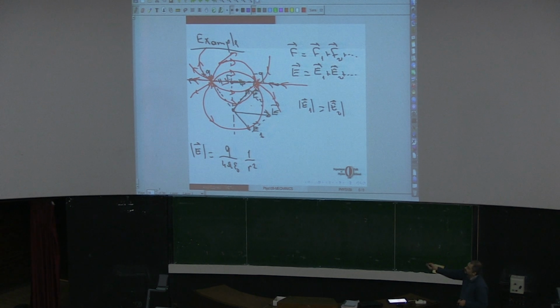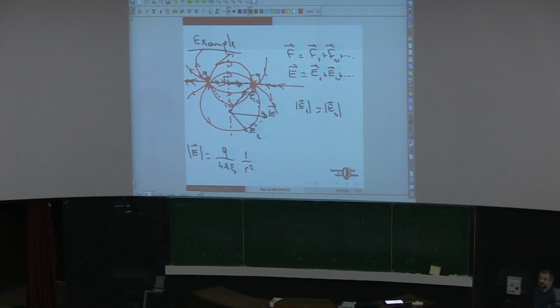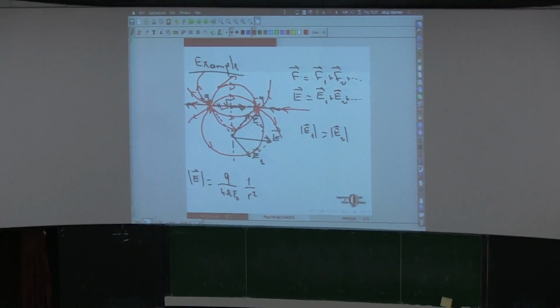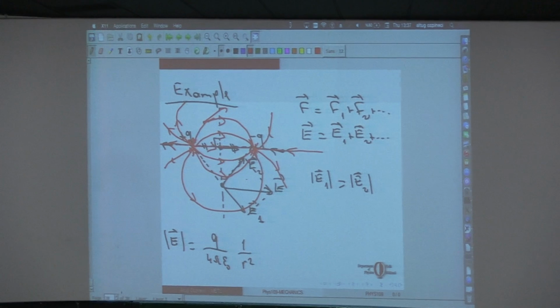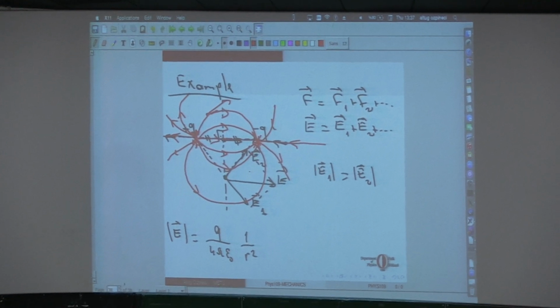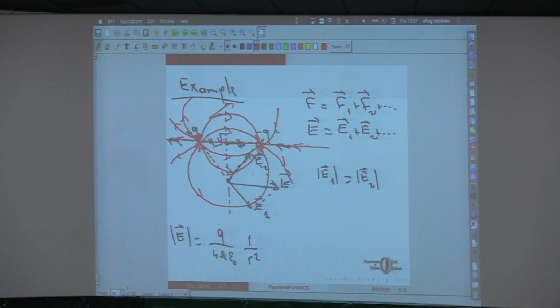So by just looking at the diagram of the electric field lines, we can see the regions where they are strong and regions where they are weak. So it helps us to visualize. Any questions?